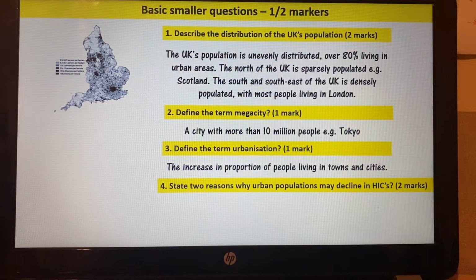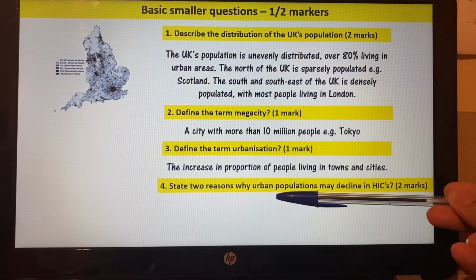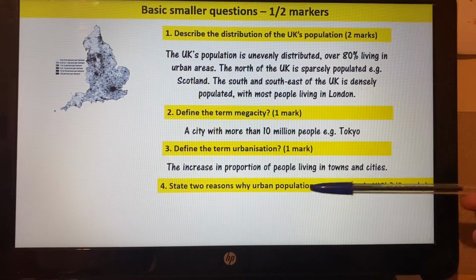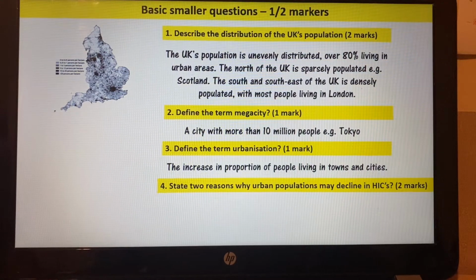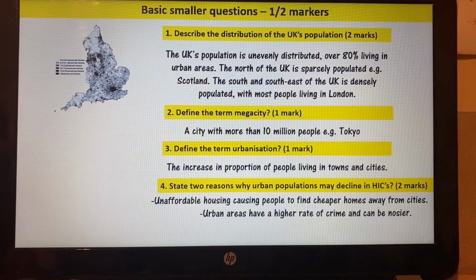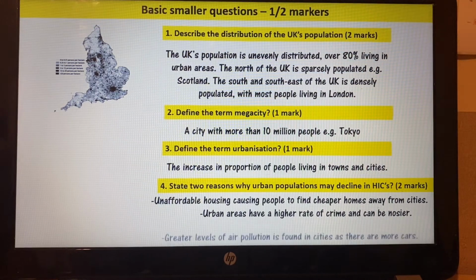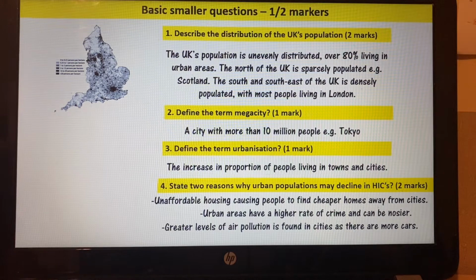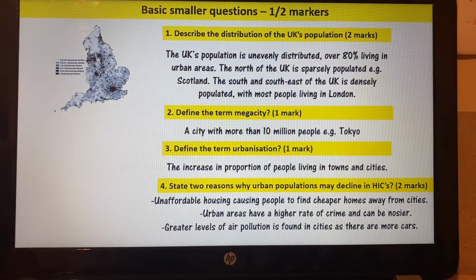This question asks, give two reasons how come urban populations are declining in HICs. So like, how come fewer people are moving to the cities in HICs? One of the reasons you could say is that housing is too expensive. It's cheaper in rural areas. And you could also say that urban areas have a higher rate of crime, which is why many people are leaving cities in HICs. And you could also say that air pollution is much greater within cities. There are obviously way more cars and people just want an area that is much cleaner in air.